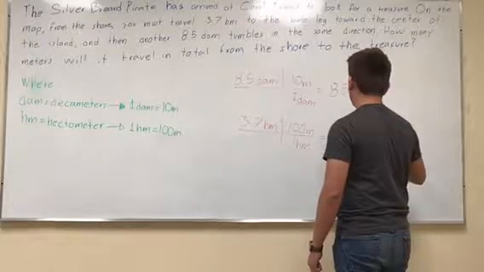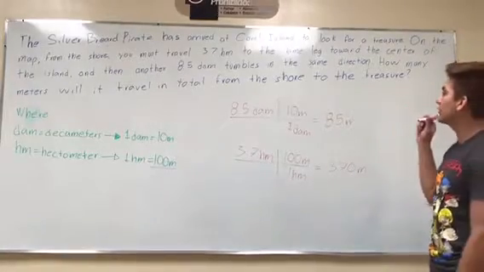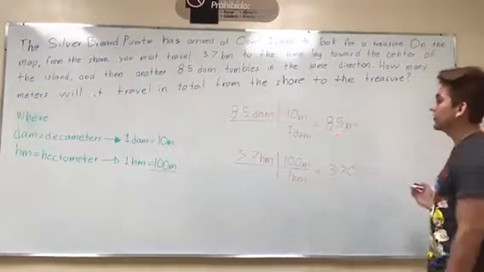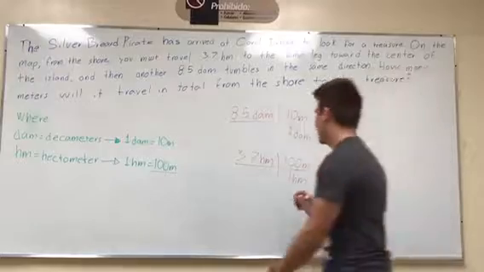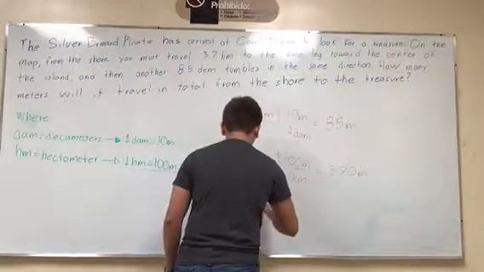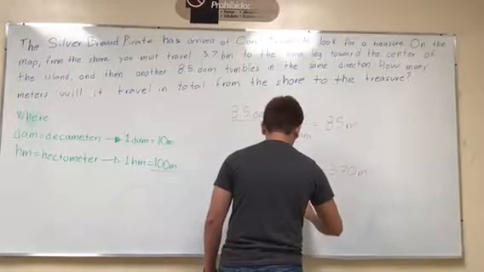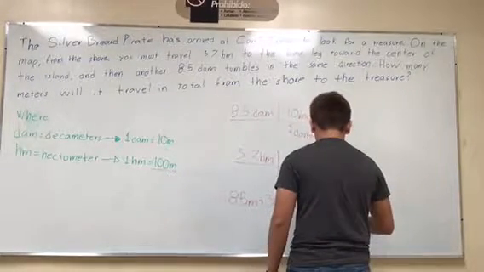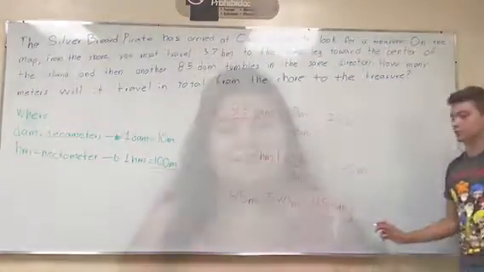370 meters. And finally, to know how many meters the pirate has to travel from the shore to the treasure, we just add 85 meters with 370 meters. This will give you 455 meters. And this is the result.